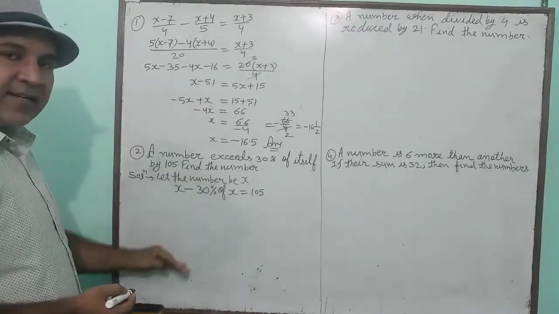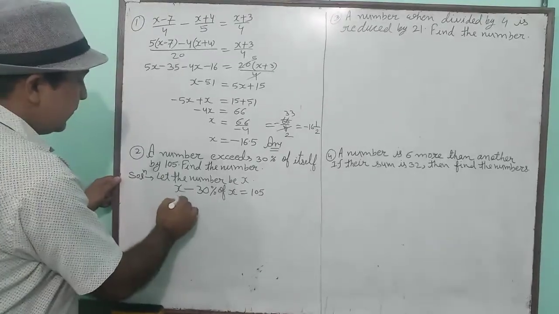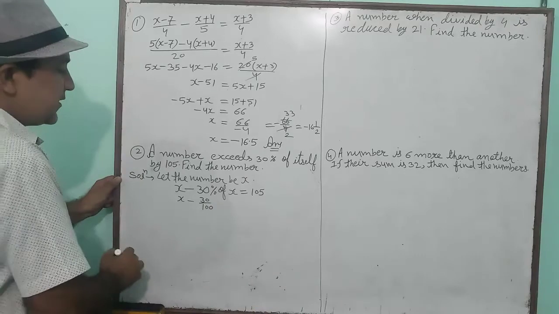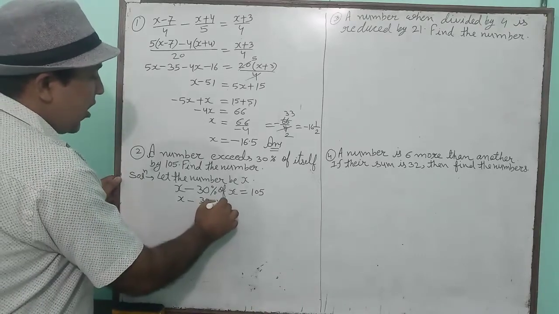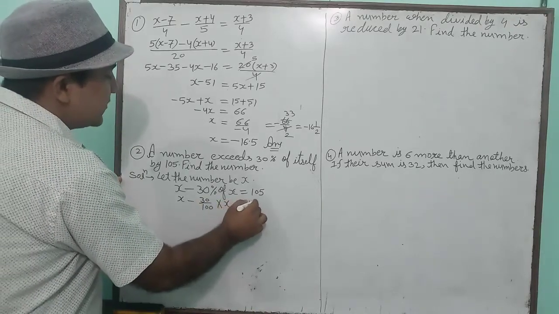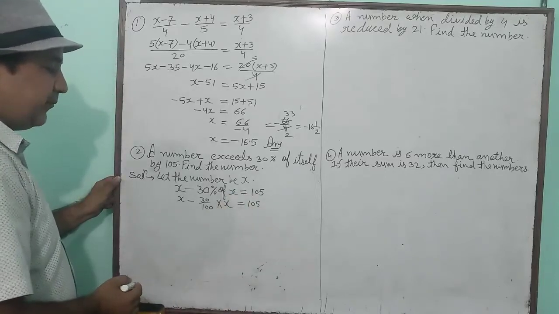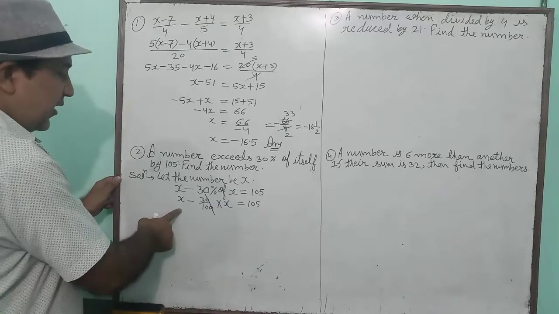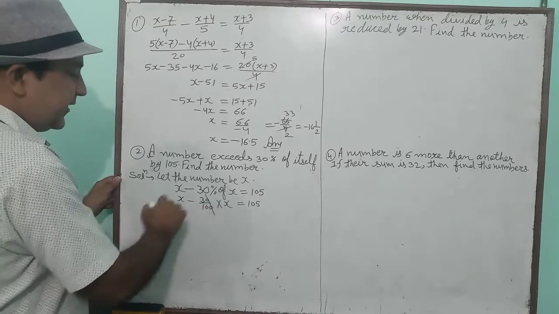Now your equation is ready. Solve and get your answer. x minus 30% means 30 upon 100, of means multiply, x is equal to 105. You can see 0 and 0 are cancelling each other. Now x minus 3 upon 10 into x.